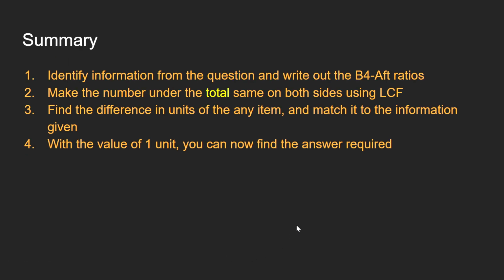So a summary of this chapter. Identify the information or question, and write down the before and after ratios. But in this case, we also have to remember to include an extra column of total, and then we make the total the same because the total remains unchanged. Then we find the difference, and then we find the value of one unit, and then we can solve our question.